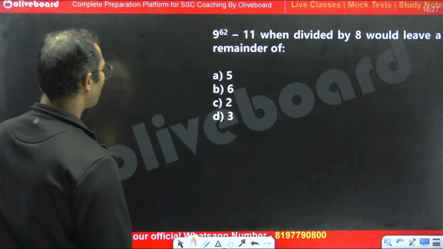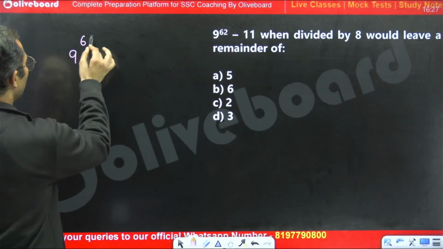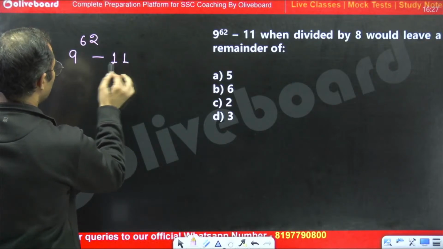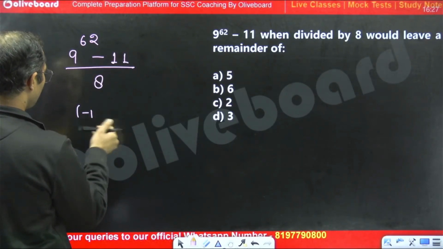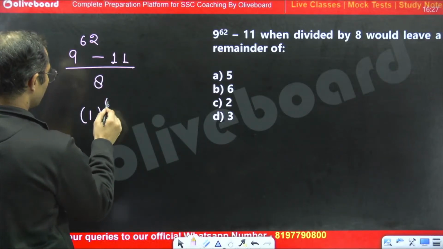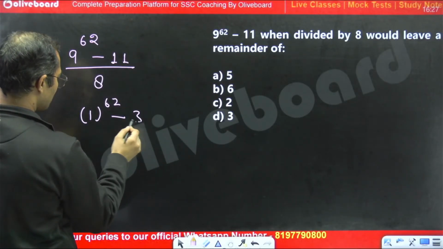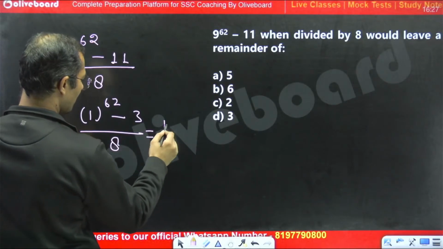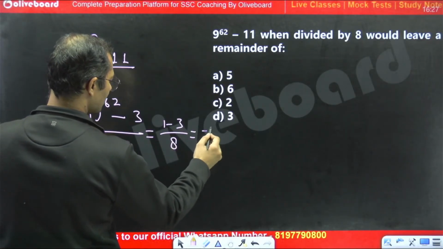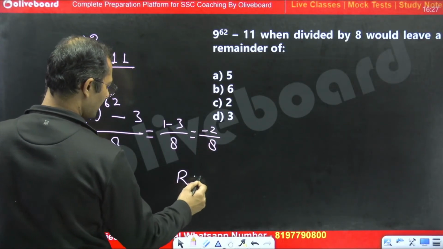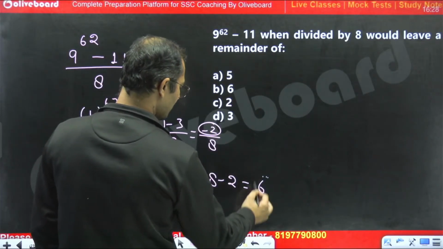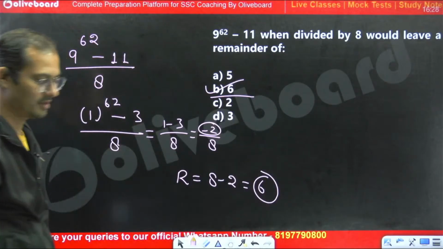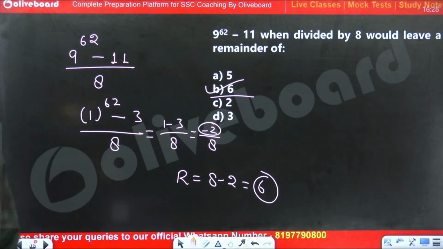Yes, please, try this question. 9 to the power 62 minus 11 divided by 8. So simply we can say that 1 to the power 62, so minus 3 divided by 8. So here it is 1 minus 3 divided by 8, so minus 2 divided by 8. So the remainder is what? 8 minus 2, right? Minus can never be the remainder, right? So 6 is the right answer. B part is the right answer. Good question.